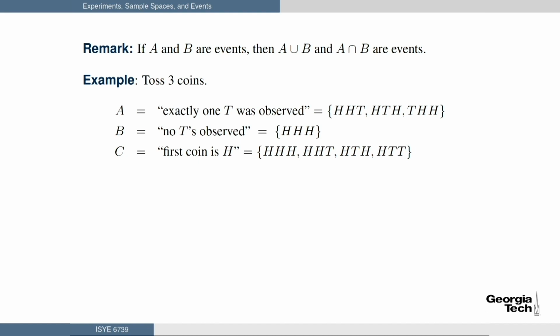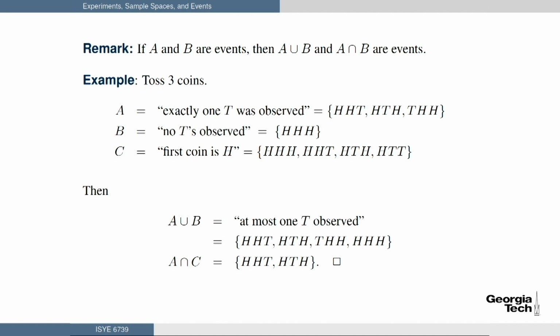Finally, the event C is that the first coin in my sequential outcomes turns out to be heads. And you can see that I have heads, heads, heads; heads, heads, tails; heads, tails, heads; heads, tails, tails. And like I said, in each outcome, the first coin is always turning up as heads. So let's look at the union and the intersection of a couple of these.